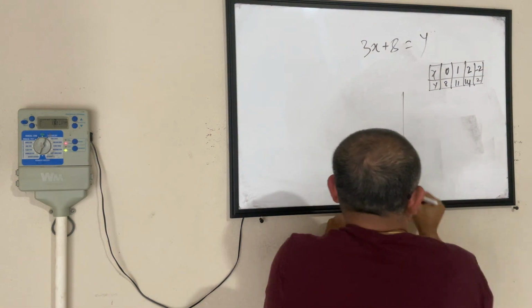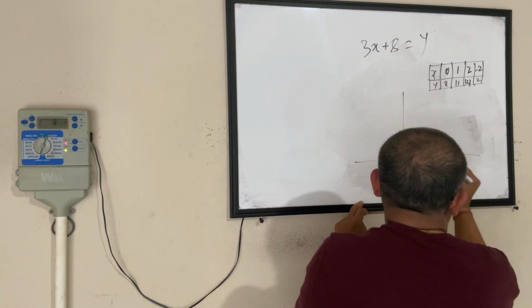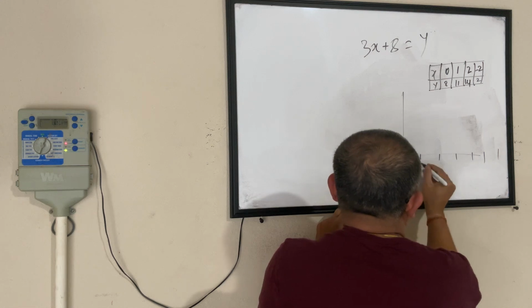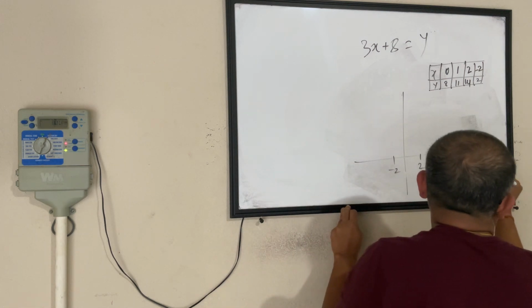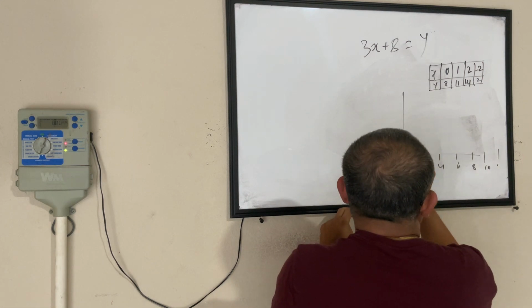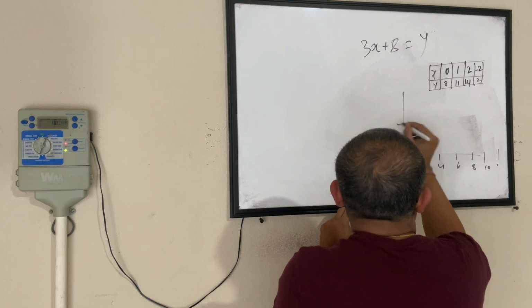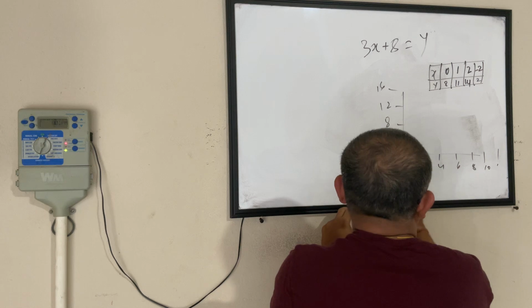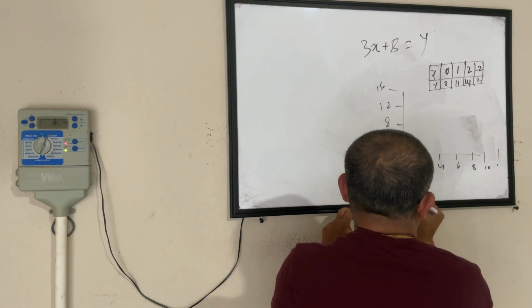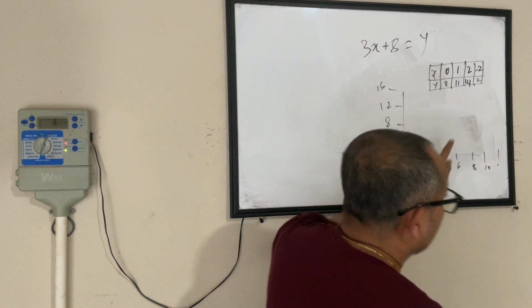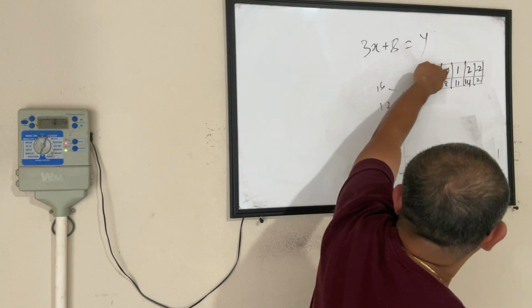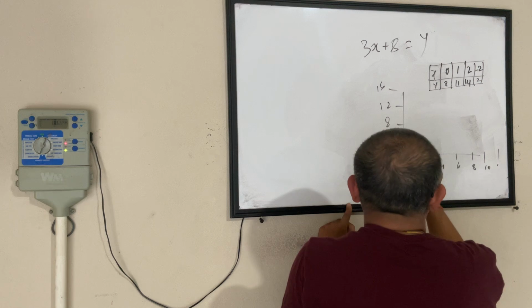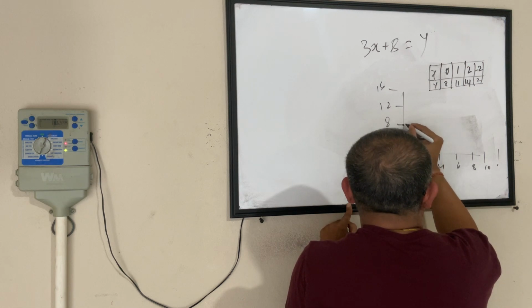Now, on a coordinate plane, 2, 4, 6, 8, 10, 12. Minus 2, minus... okay? This is, let's say, 4, 8, 12, 16. Minus 4, minus 8, minus 12, minus 16. Now, when x is 0, y is 8. So this is my 1 point.